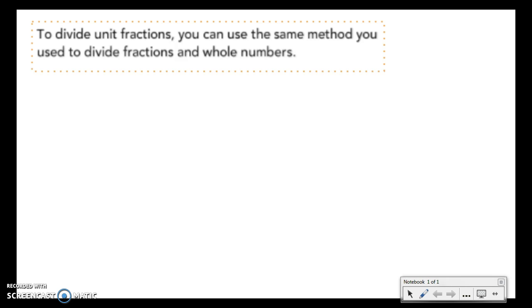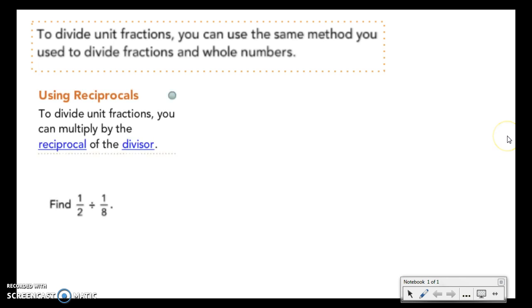Whenever I'm solving a problem using a number line, I like to check it by using the reciprocal method. To divide unit fractions, you can use the same method you use to divide fractions and whole numbers. Alright, so using reciprocals. To divide unit fractions, you can multiply by the reciprocal of the divisor. So what is a reciprocal? A reciprocal is a fraction that if you were to multiply it by your first fraction, you'll get 1.